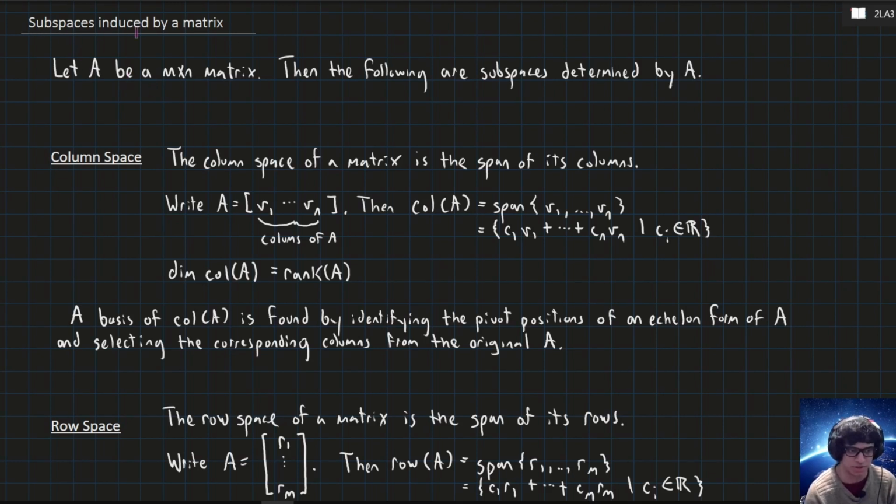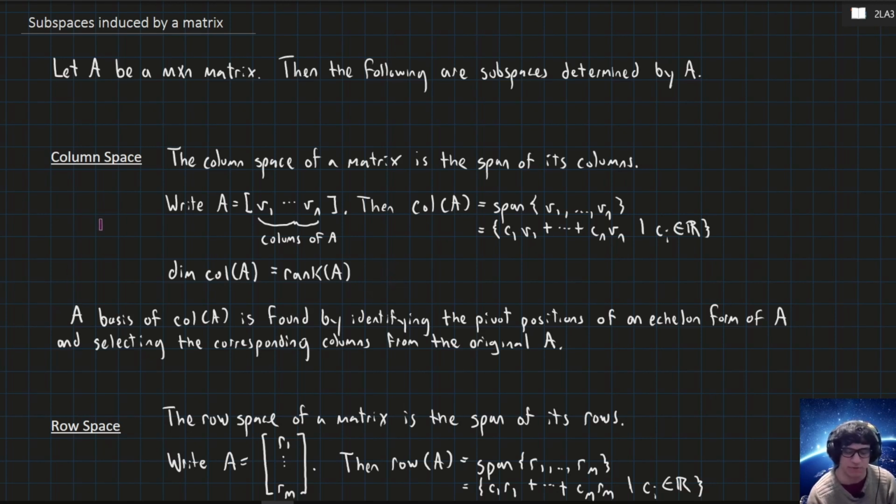Okay, so let's talk about some subspaces that are associated to a matrix A. We're going to assume the matrix A is an M by N matrix. Associated to A is the column space of a matrix. We've mentioned this before. The column space of a matrix is the span of its columns. So if we write A where the v's are its columns, then the column space of A is the span of the columns, in other words, all linear combinations of the columns. And as we said before, the dimension of a span is the largest number of independent vectors in it. So the dimension of the column space is the rank of A, right? That's what the rank identifies.